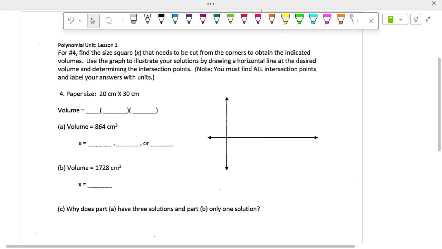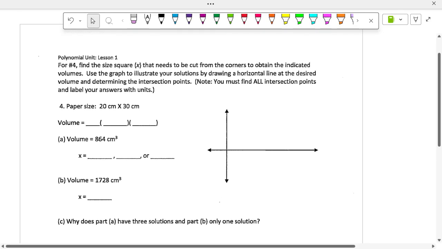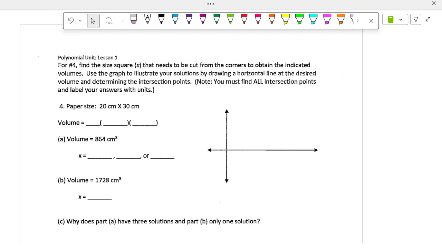So it's kind of more the same. Find the number of corners of the size of the square, but we also want to figure out what would be the dimensions for the volumes, for specific volumes. All right, so not just the max volume, for specific volumes. And I'm going to show you how to do that. So first off, we need to write an expression to describe a paper size, which is 20 centimeters by 30 centimeters. So what would be the formula for that?